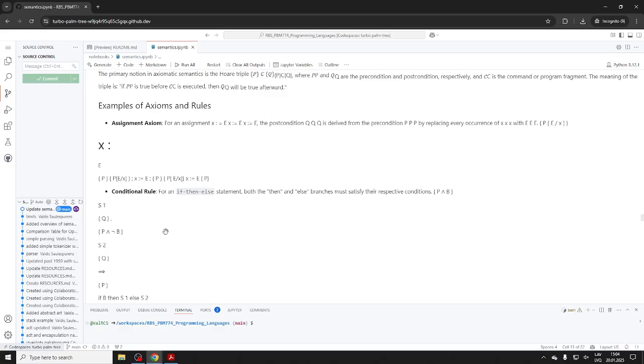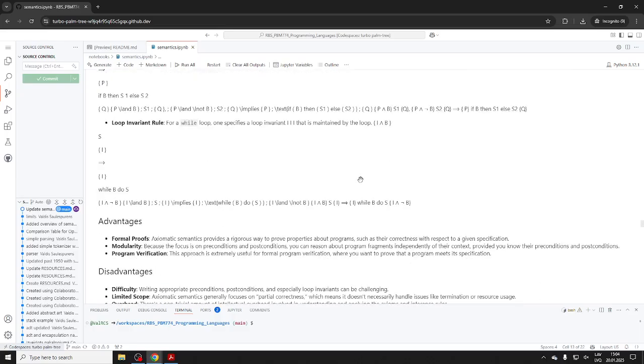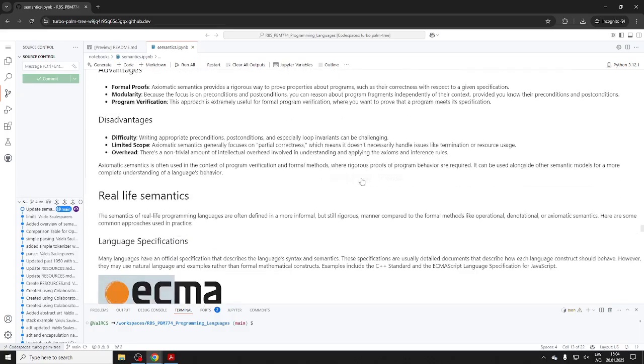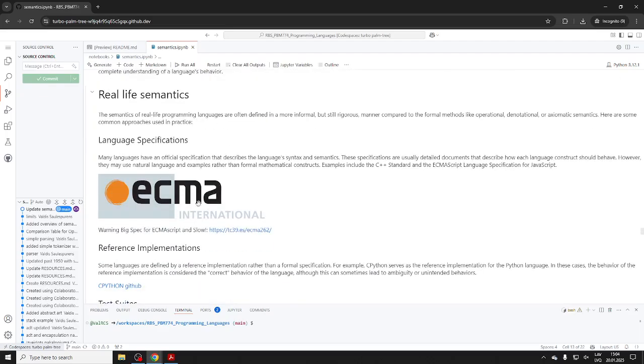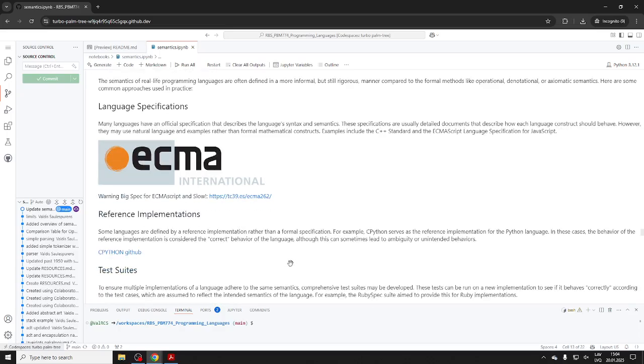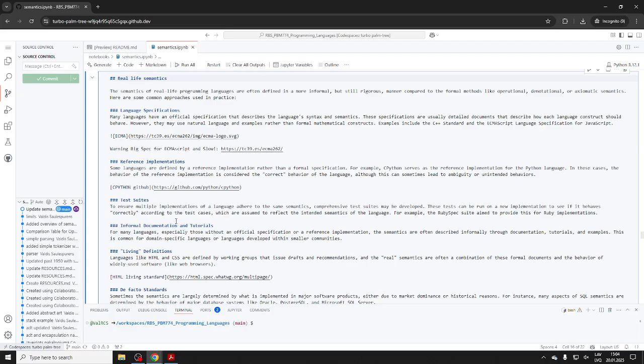Again, it's a very tempting approach if you're a logician, but not very tempting if you're somebody who actually wants to use a language. It's only if you want to reason about the language. So it's quite difficult. So again, real life semantics, that's where we are. This was ECMA-262 when I did these materials last year. This was the big spec, the reference.